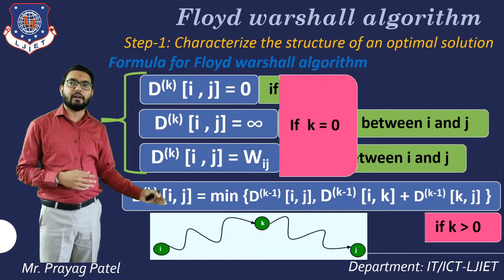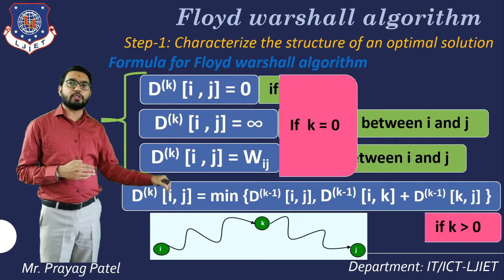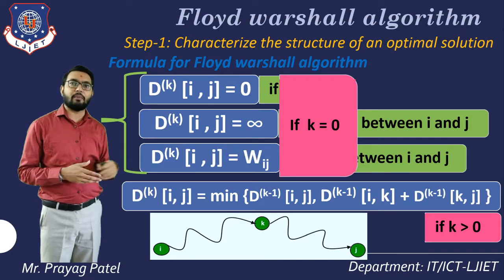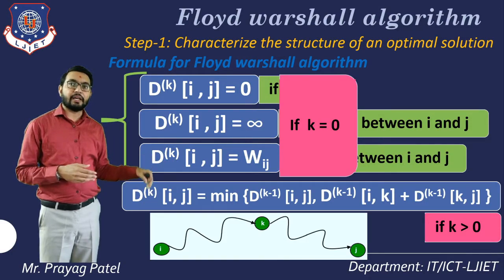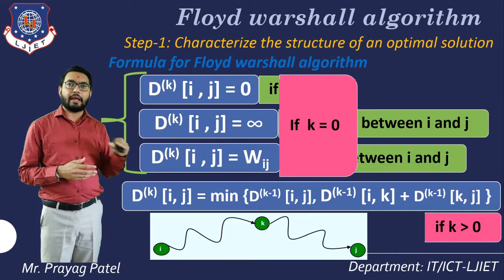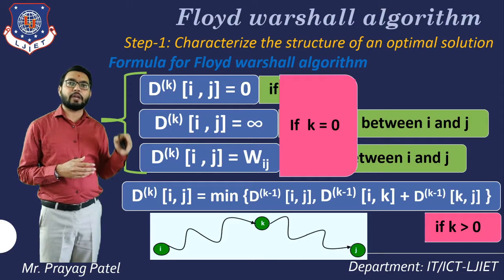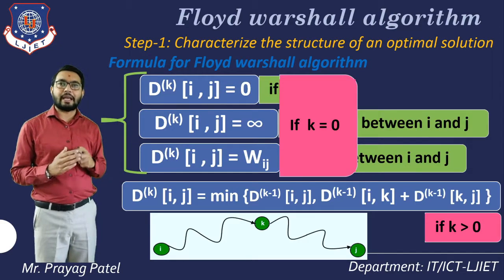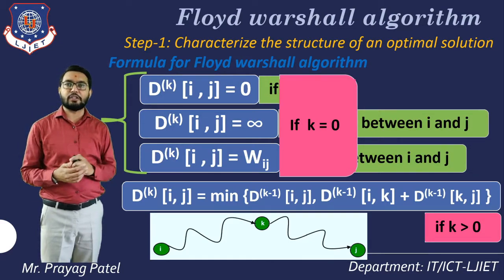So see in this figure, consider the path from i to j. If the direct path is not available, then consider the distance as infinity. Then consider the second way as the distance from i to k, and add this distance with the distance from k to j. So this formula is applicable for k greater than 0.